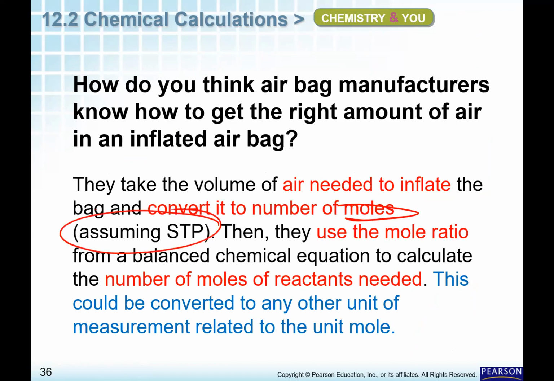And assuming STP, then they use the mole ratio from the equation to convert it to the moles of the reactant. Then that could be converted to any other measurement related to the mole. Could be grams, could be particles, could be whatever.